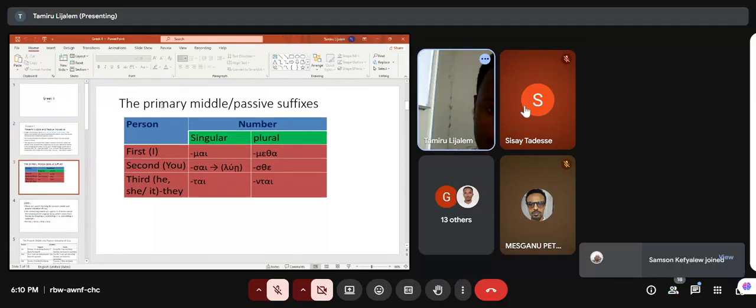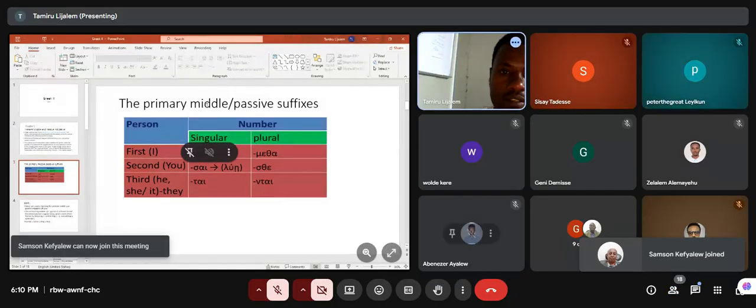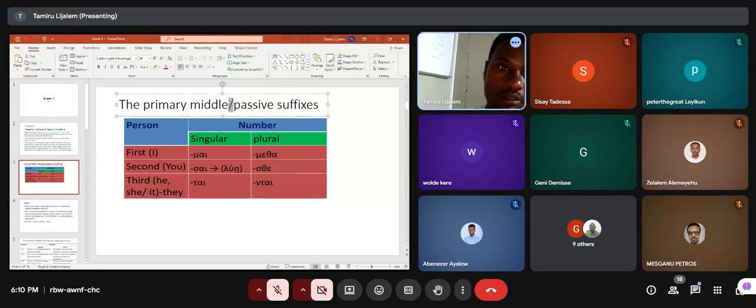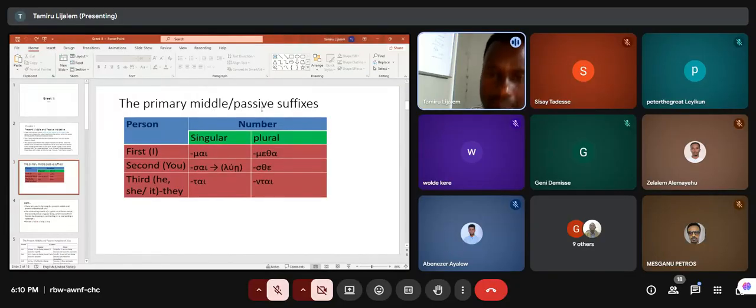So as I discussed before, primary middle or passive suffixes. I use "or" because the present tense of the middle and the present tense of the passive is the same. Did you hear me? I said primary, middle or passive suffix, and I used "or" because both are the same. I will tell you when there is a unique feature. So the present tense has the same middle and passive Greek suffixes.